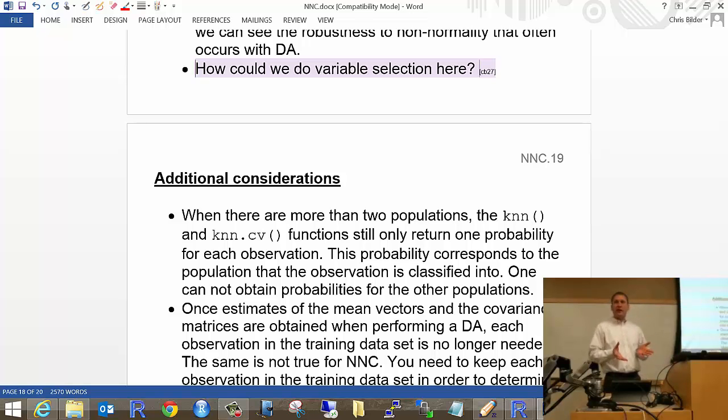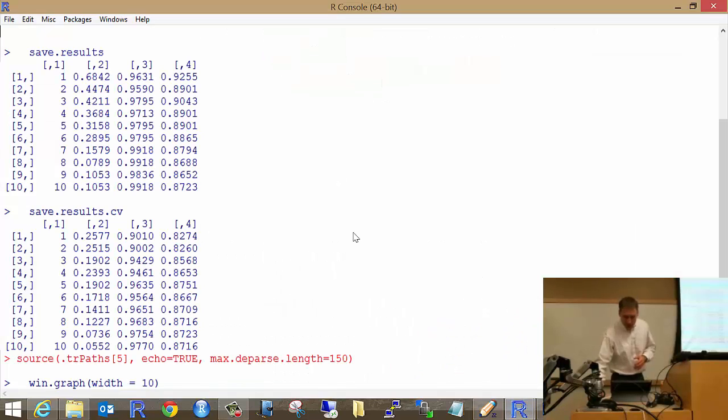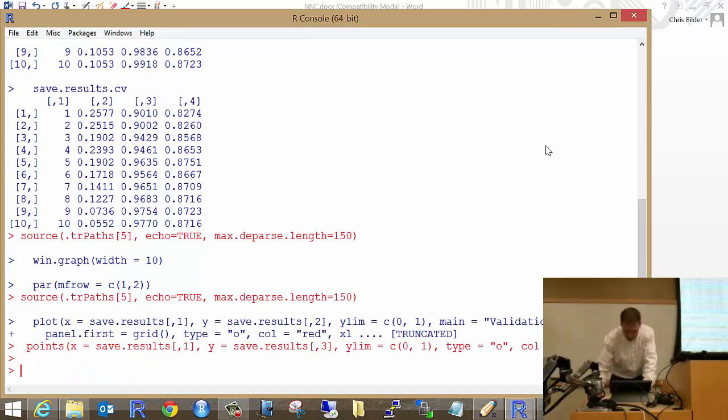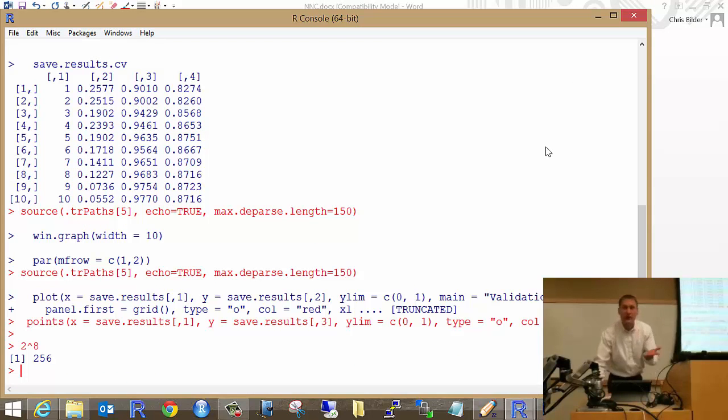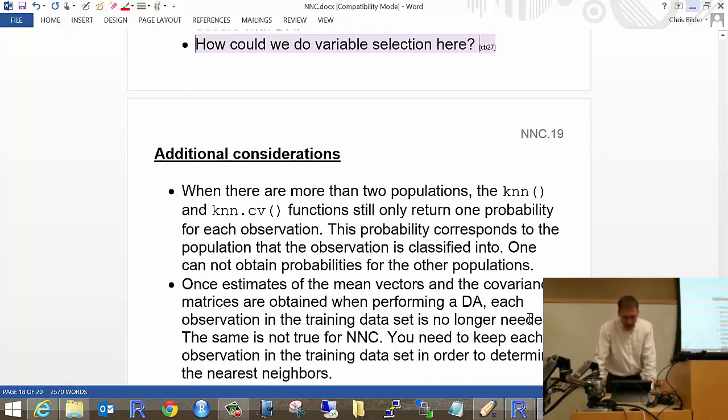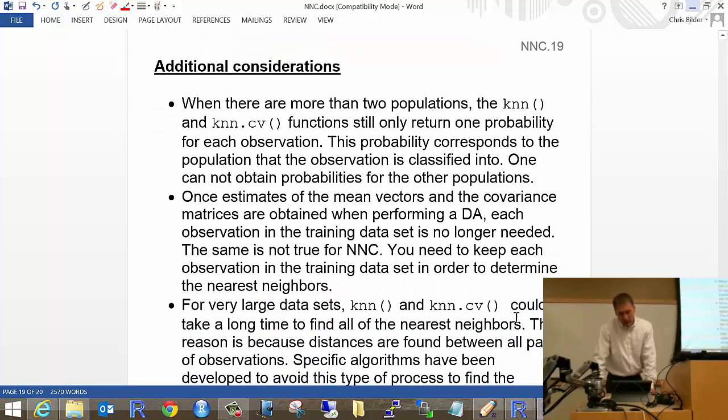Of course, with the place-kicking data set, that means that you're looking at 2 to the 8 different variable combinations, which would be 256 different implementations of nearest neighbor classification. Think of all the different values of k that you might want to look at too, and you can see it becomes quite a large problem fast. So that's why variable selection is often not done, or usually not done with these methods.